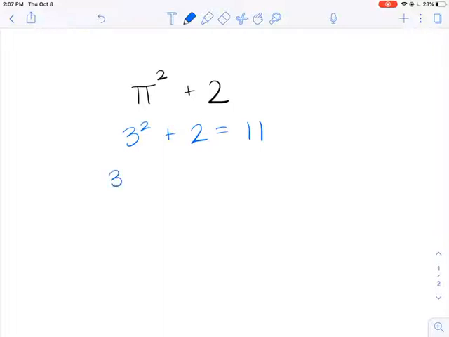If we were to use 3.1, rounding down to the nearest tenth, then 3.1 squared plus 2, I need to actually do this by hand, like this. 3.1 times 3.1. When I multiply decimals, I do everything and then I add the decimal at the end. So I'm going to go ahead and do that.